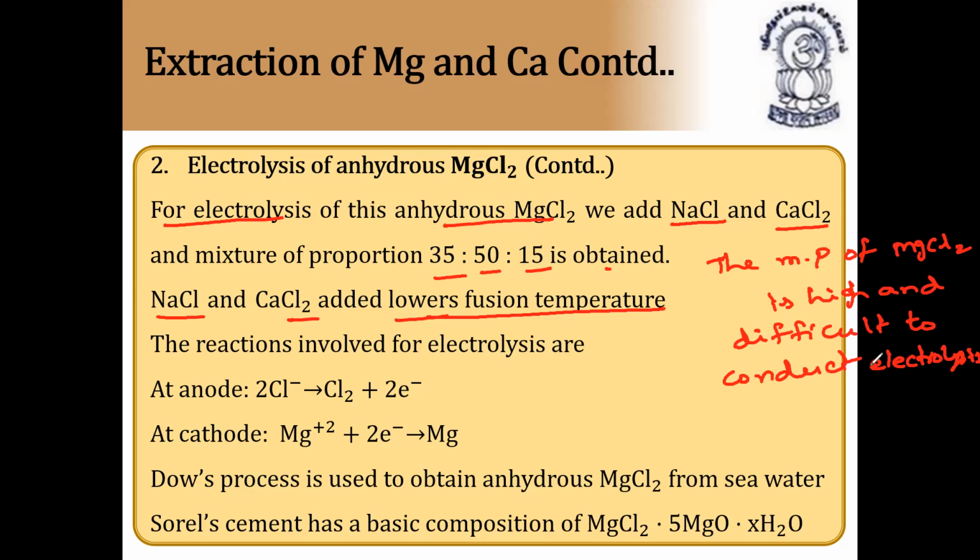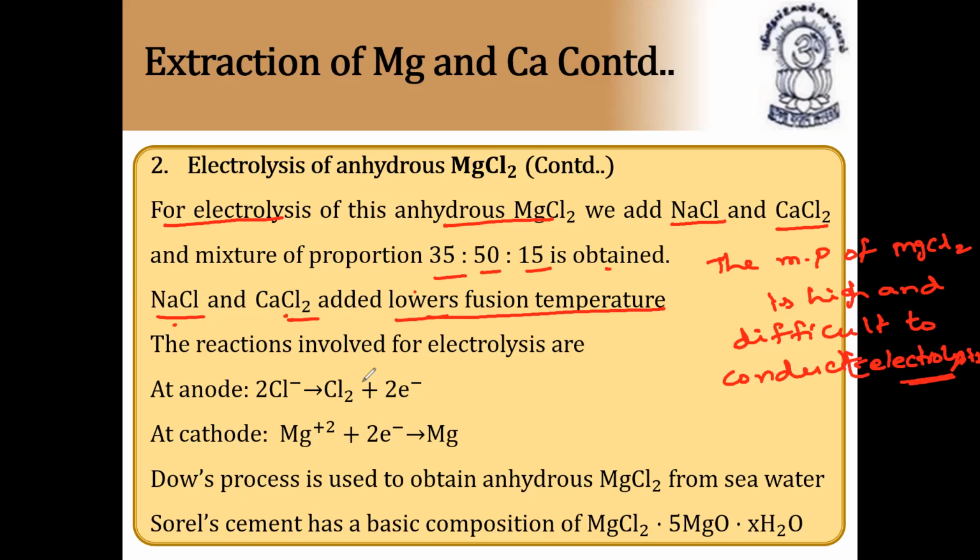To avoid this problem, to conduct electrolysis, a small amount of sodium chloride and calcium chloride is added. Then the melting point of magnesium chloride will be decreased. So it lowers the fusion temperature. Why are these two added? To increase the conductivity and also to decrease the fusion temperature.